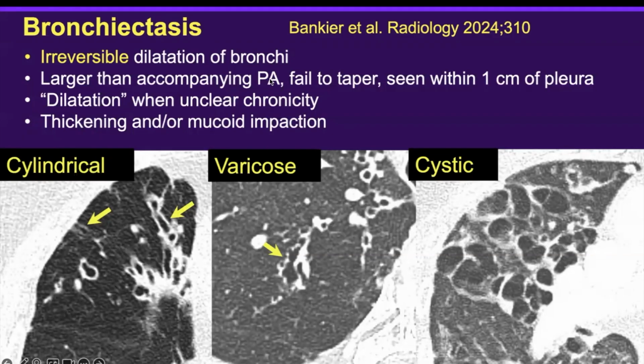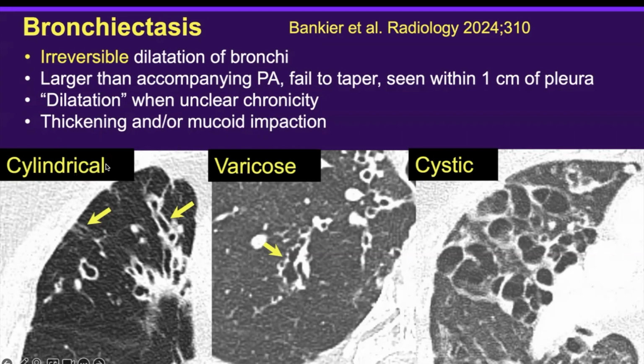The bronchi are larger than the accompanying pulmonary arteries. They fail to taper. The term dilatation tends to be used when the enlargement is of unclear chronicity, and we oftentimes look for accompanying signs of airway inflammation or infection, which is manifested by thickening and/or mucoid impaction on CT imaging.